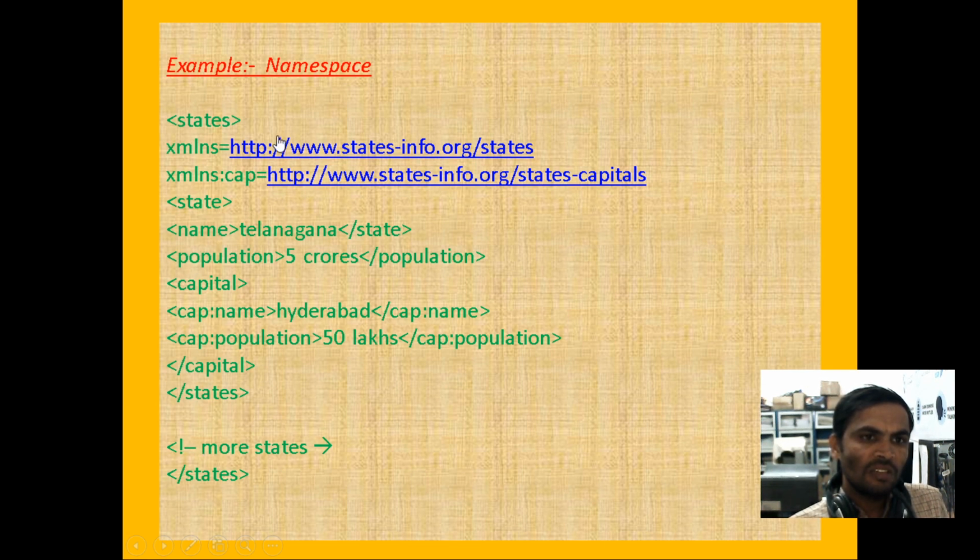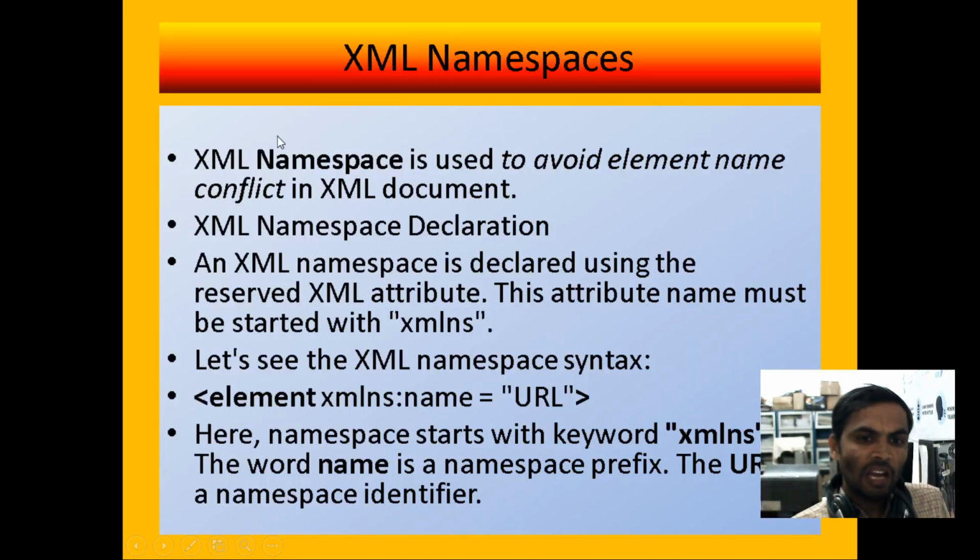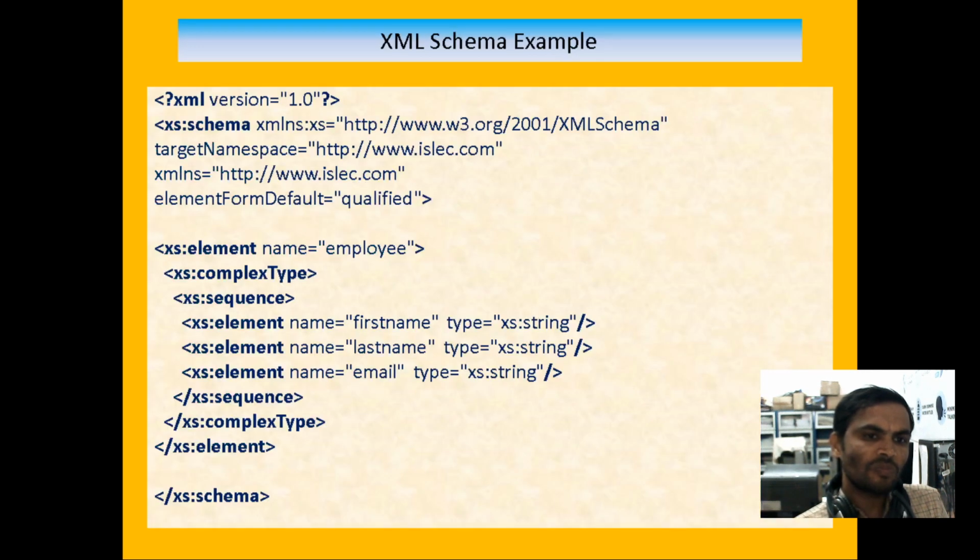For eliminating the ambiguity, or for avoiding element name conflicts in the XML document, we go for the namespace. Namespace means it can consist of a collection of elements and attributes. Now if you are going to XML schema, first we should understand about elements.